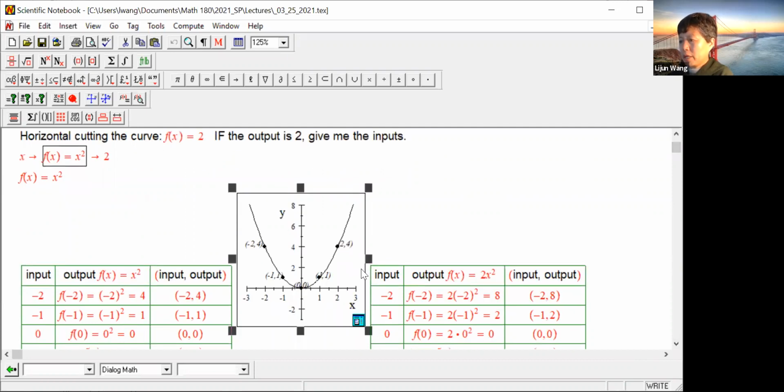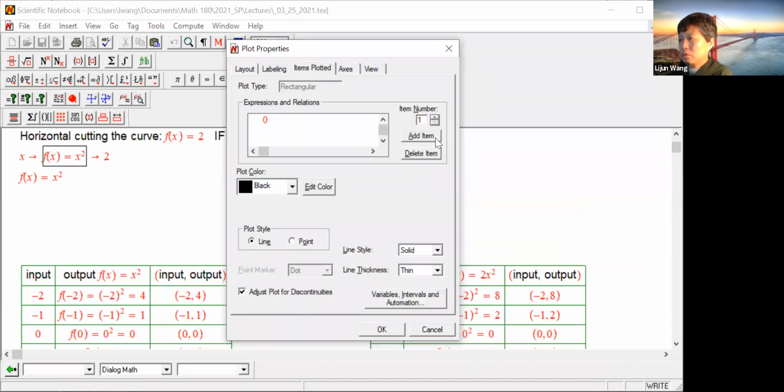Okay, so can you guys plot the points in the same picture? I'm going to do that as well. I'm going to use green for the points.